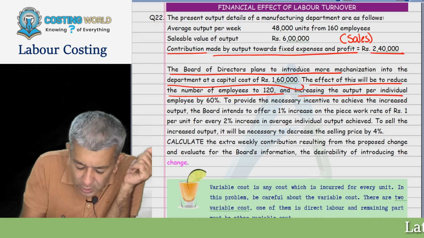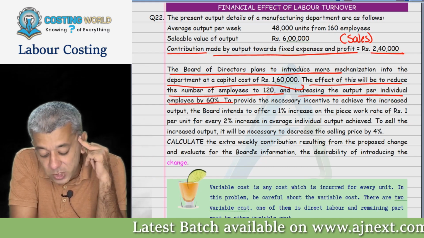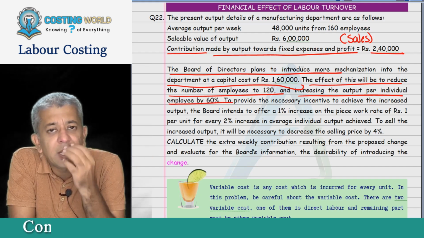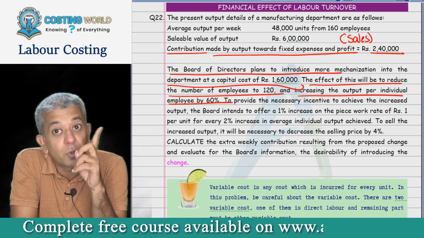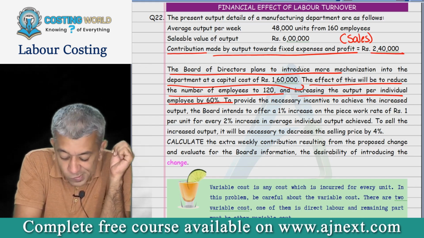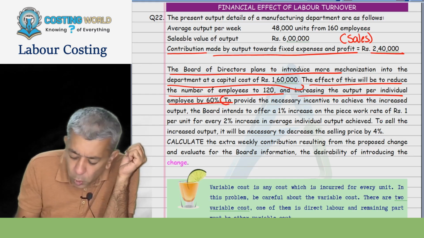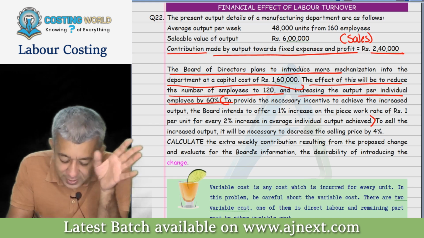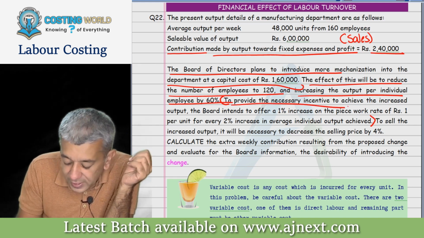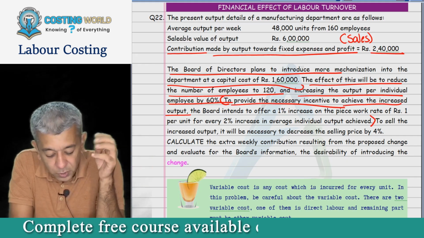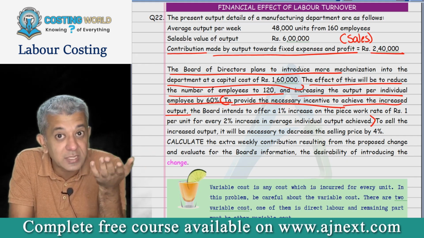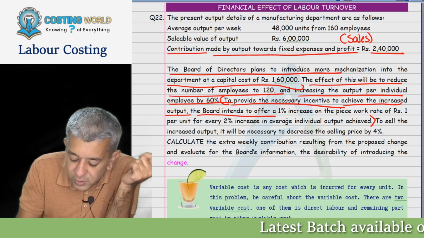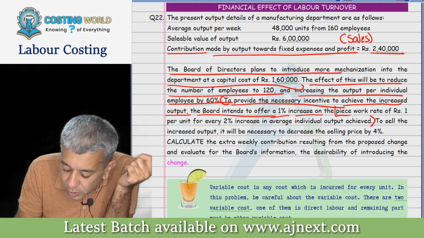And increasing the output per individual employee by 60%. Obviously machines are there, so they will be able to produce faster. So those 120 employees, every employee will give 60% more output. Now this is the only line in the question that you might find tough, but I'm cracking it for you, and it is a very easy line. To provide the necessary incentive to achieve the increased output, we have to increase everybody's output by 60%, so we have to provide some incentive. What incentive? The board intends to offer a 1% increase on the piecework rate.